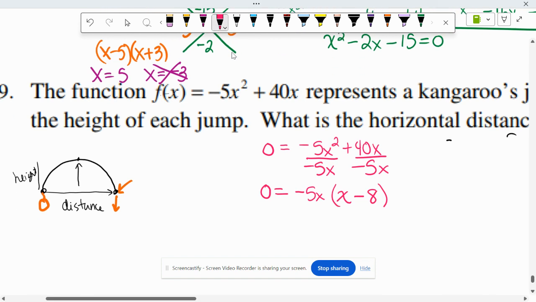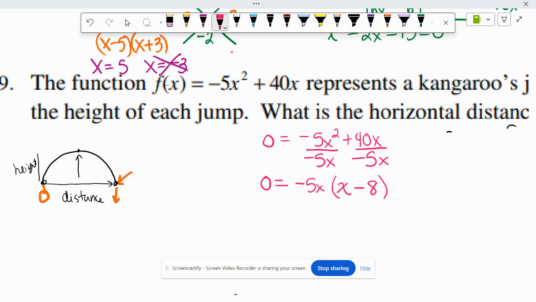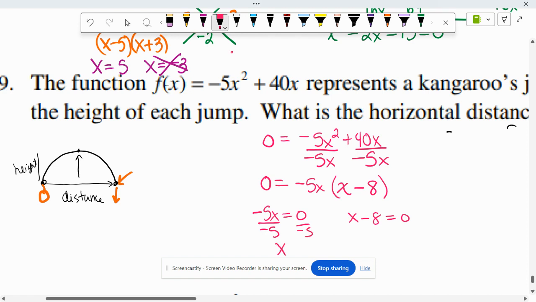So what does that mean? Well, that means that either negative 5x equals 0 or that x minus 8 equals 0. Well, when I divide both sides by negative 5, I find out that x equals 0, and that makes sense because that's my starting point. And when I add 8 to both sides, I know that x equals 8.